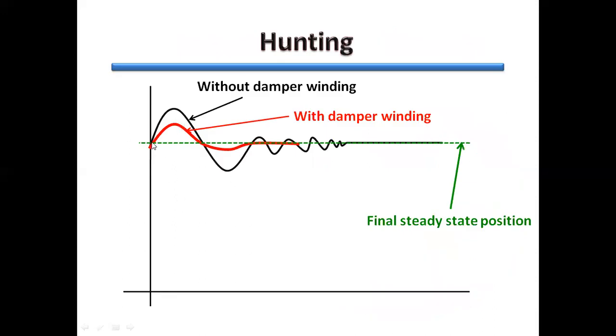So graphical representation, without damping effect, we get this response: several oscillations before the rotor settles down to steady state position, and with damper winding we get a steady state response in least possible time, and the rotor reaches final steady state position in least possible time. So without damper winding, the rotor will settle down to final steady state angle delta at this position. This much time will be required. With damper winding, the time is reduced. So stability of motor is improved because of this damper winding.